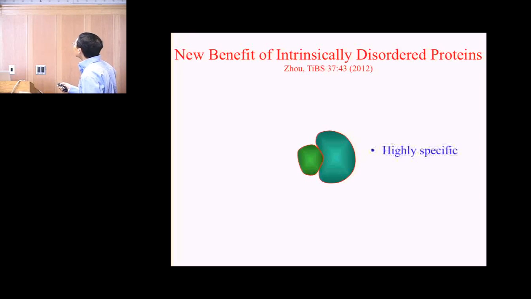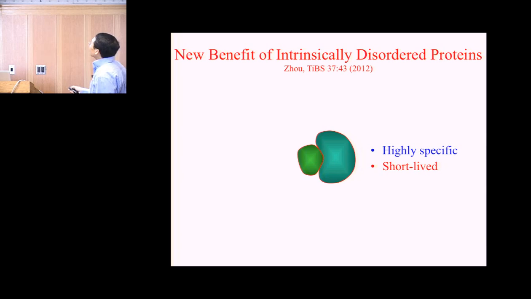Now, in order for the IDP to work in this kind of target complex formation, of course, it has to be highly specific. As I said, promiscuity is actually a bad thing. At the same time, the complex has to be short-lived. If this complex has a very long lifetime, then basically you lose the switch-like function. Right? You're either constantly off or you're constantly on.